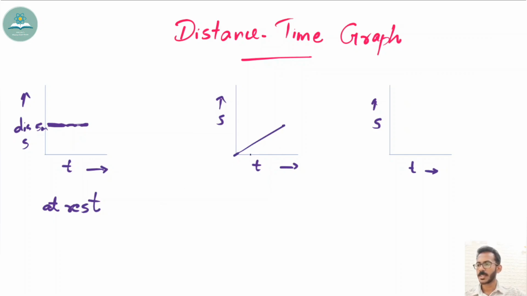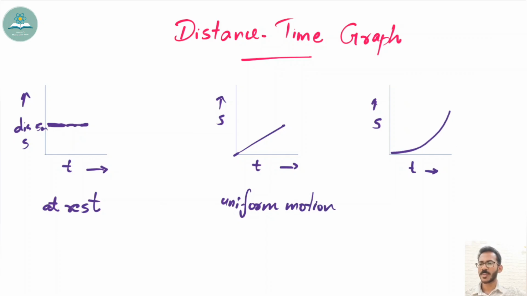Now coming to the second graph, suppose a graph is a straight line like this. It means that whenever the time passes, the distance is also increasing. The time is passing uniformly, like 1 second, 2 second, 3 second. Same way, the distance is also increasing: 1 meter, 2 meter, 3 meter, 4 meter, like that. It means that the object is covering equal distance in equal interval of time. It's called uniform motion. We'll say the object is in uniform motion.